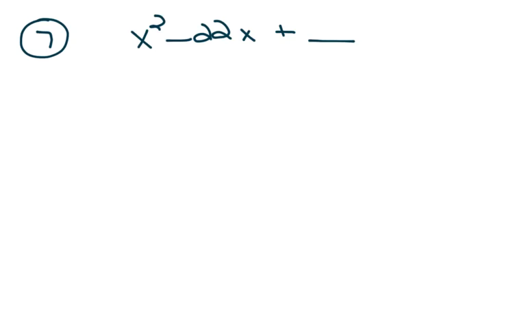Number 7, what number would you put in the blank to complete the square? When we worked with conic sections, circles, hyperbolas, ellipses, parabolas that open left and right, we did a lot of completing the square. We wanted to create a perfect square trinomial. The easiest way to do it is to take the middle term, divide it by 2, and then square it.